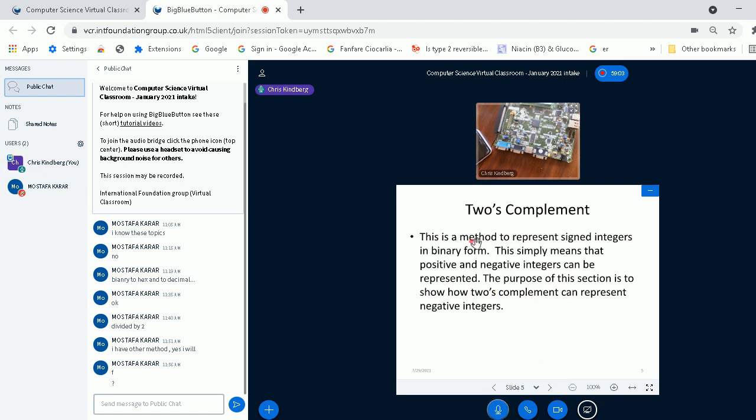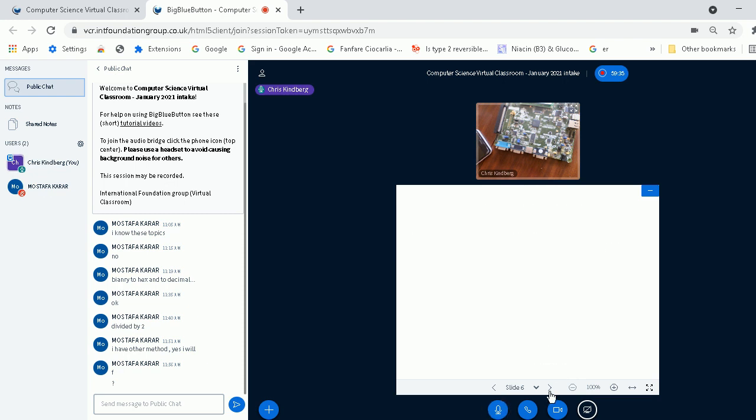I'm just reminding you: 2's complement is a method to represent signed integers like minus n in binary. This simply means that positive and negative integers can both be represented. The purpose of this section is to show you how 2's complement can represent negative integers. So let's do it.